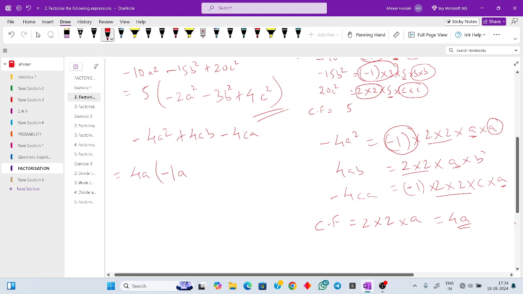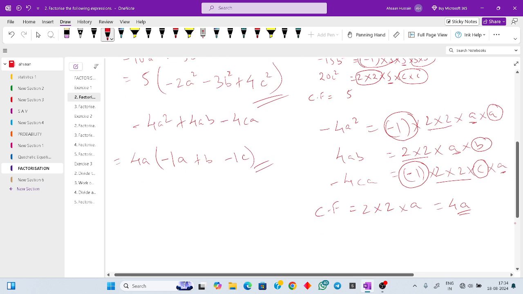Similarly, what is left here? Only one b is left, and that is the positive b. And here minus 1 and c is left. That is minus 1c. This is our answer.